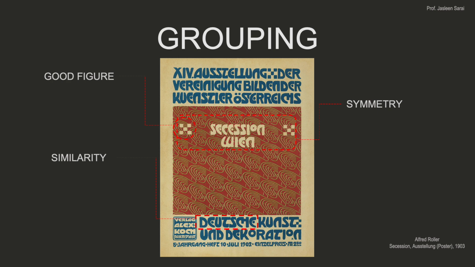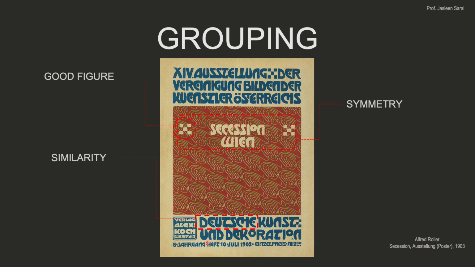Okay, so this is just an example that I have that shows three of those types of grouping. So good figure, again, is when you're putting objects next to each other to create a new object. So this artist placed 5 squares together to create this object. Things that are similar to each other, we tend to group them together. So a really good example of that is just text.